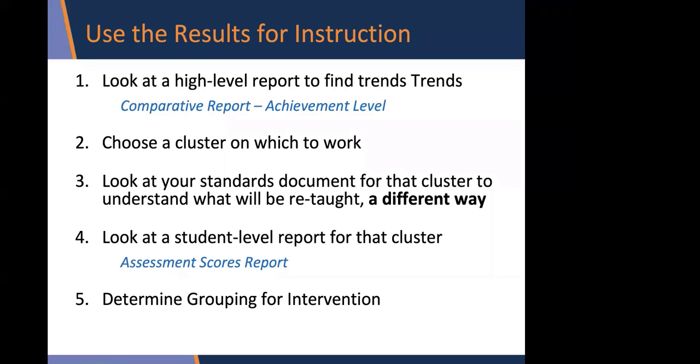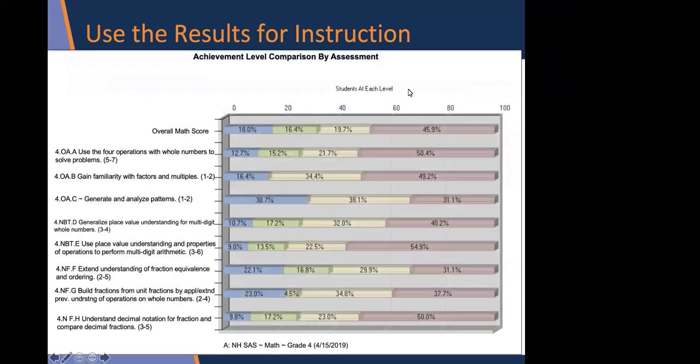If there's a cluster that the students didn't do well on, I have to teach that differently. So I have to know what the standards are that I'm teaching differently. Then I'm going to look at a student level report so that I can group my students. To do that, I'm going to use an assessment scores report. So I'm going to go through each of them, using the results for instruction.